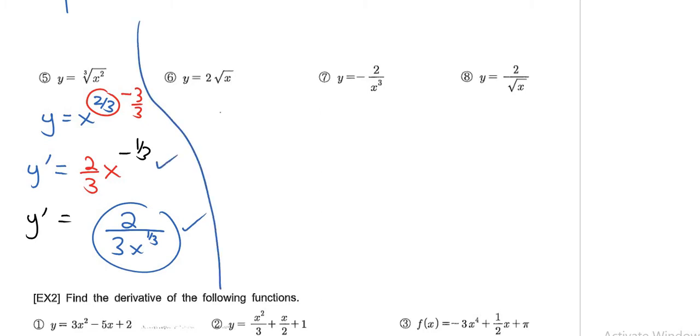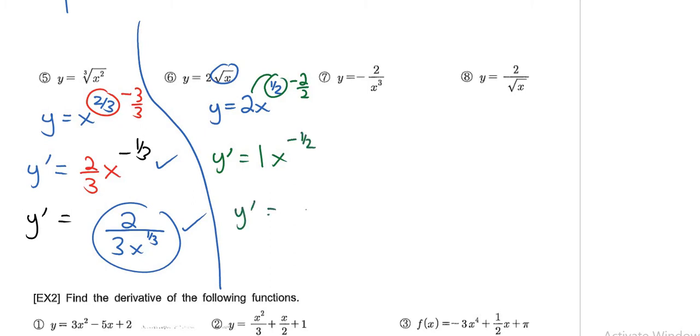Moving on to question number 6. So for question 6, I would rewrite the radical in terms of a power. So this is y equals 2x to the 1/2. And then when you take the derivative now, you can bring the 1/2 to the front. So 1/2 times 2 is 1x. And then you subtract 1 from the power. So subtracting 1 is the same thing as subtracting 2 over 2. So 1/2 minus 2 over 2 is negative 1/2. And if I rewrite that, that's the same thing as 1 over x to the 1/2.